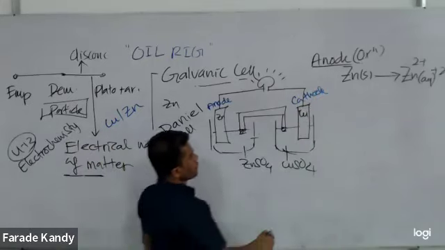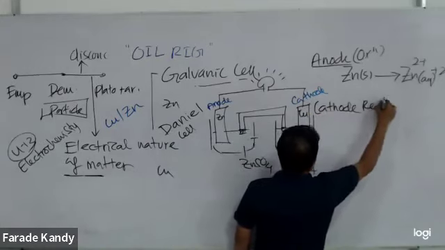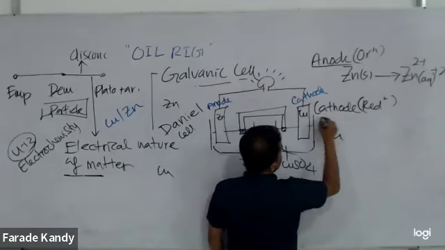Right. Then at the cathode, you know what should happen? It should definitely be reduction. Reduction should happen at the cathode. The reduction is gain in electron.